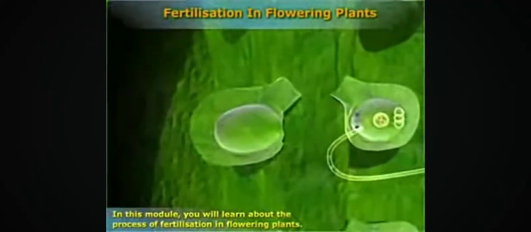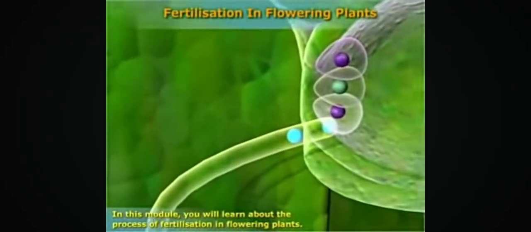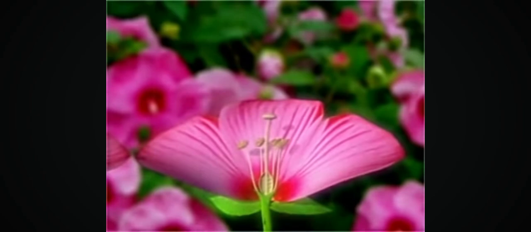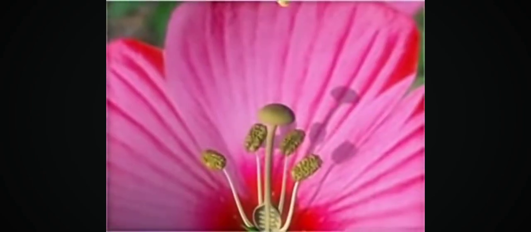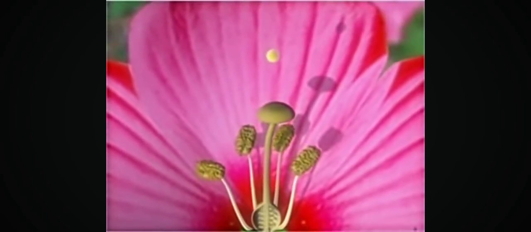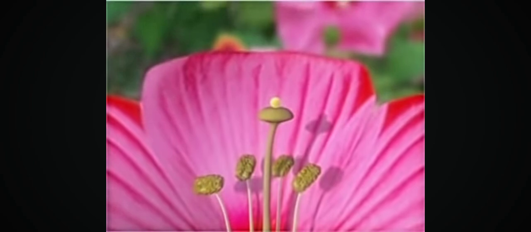In this module, you will learn about the process of fertilization in flowering plants. Fertilization in flowering plants is defined as the fusion of the male gamete carried by pollen with a female gamete present in the ovule to form a diploid zygote, which later develops into an embryo.